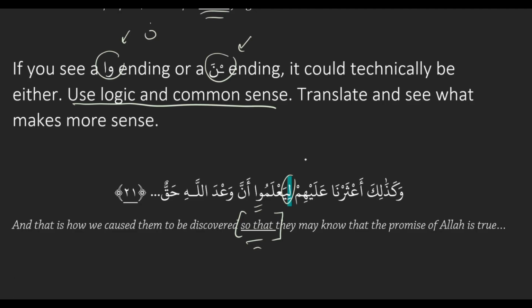Another hint for you is that the li here is coming in the middle of the ayah. You'll only see the word so that in the middle. You won't start with so that, because when you say so that, you're giving a reason for something that came before. So that's another clue for you. You'll find that it's not that hard. And worst comes to worst, you translate it wrong, and then you see that it makes no sense, so you choose the other translation.